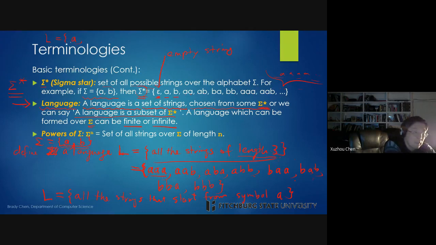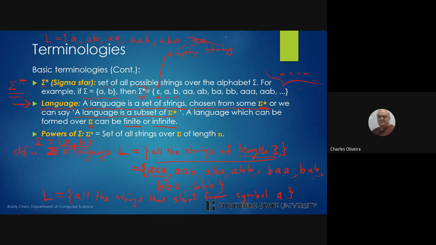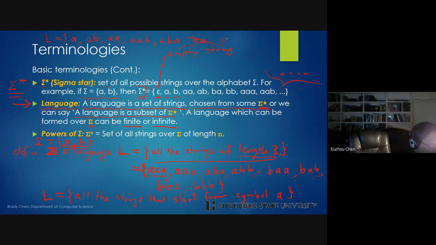A, just one A. That's a string that starts from A. AB, AA, AAB, ABA. Can I say BA? No, that's not, because everything actually starts with A. So you can just continue with this, creating the list of these strings.